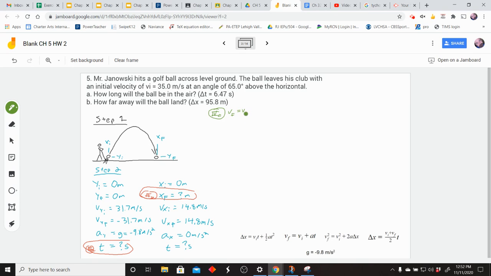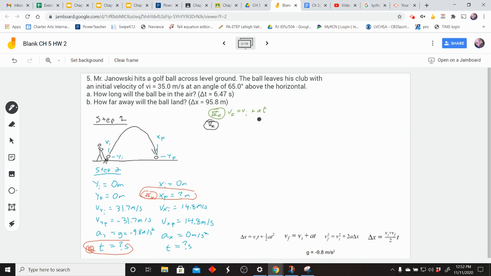So V final is equal to V initial plus AT. All right. Are there any useful zeros? There are not in this case. I mean, y initial and y final are 0, but they're not in this equation. So there are no useful zeros. So I've got to just do the math. So step 5a over here.